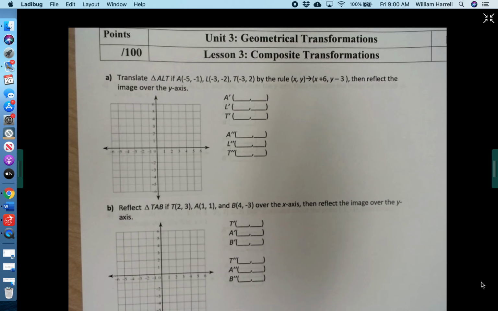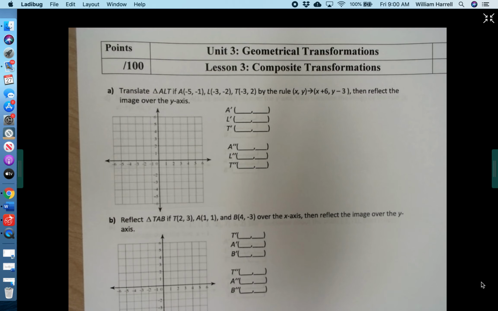Alright, so on page 10, starting off, I want to translate triangle ALT if A is at (-5, -1), L at (-3, -2), T is at (-3, 2), by the rule of the original point (x, y) changes to (x + 6, y - 3), then reflect that over the y-axis.